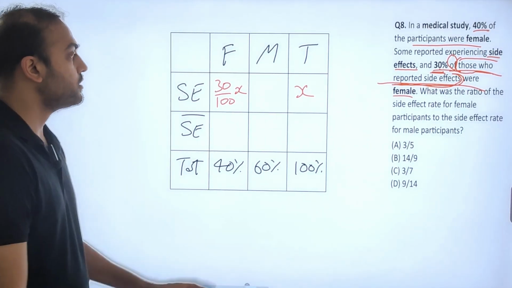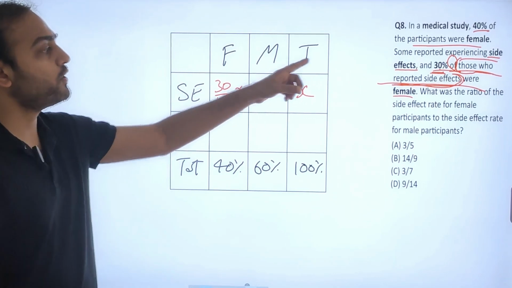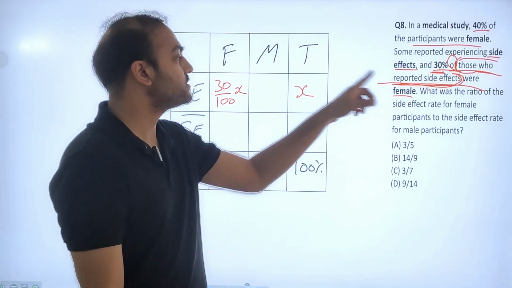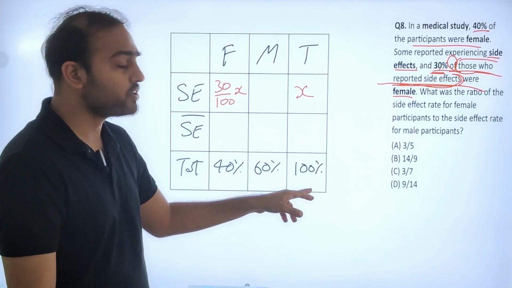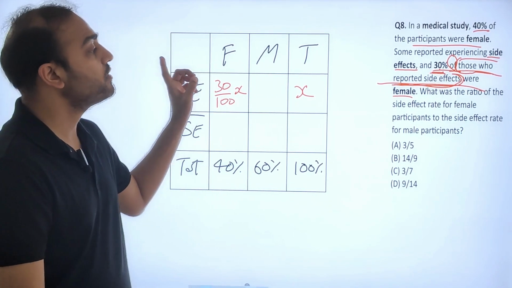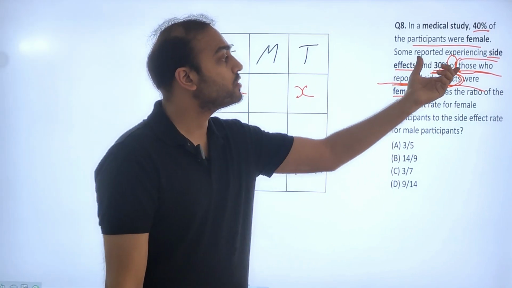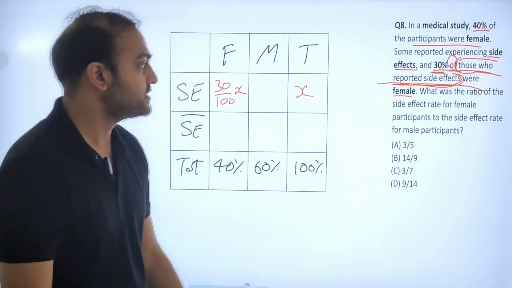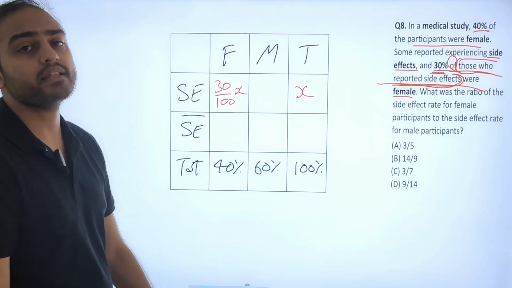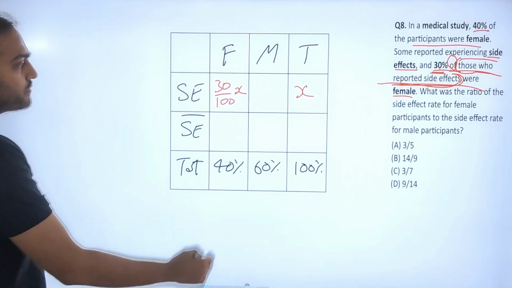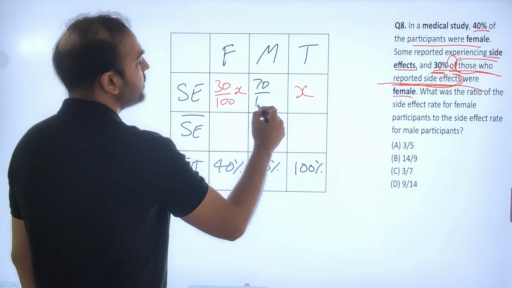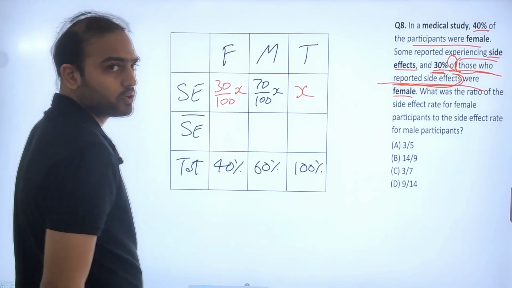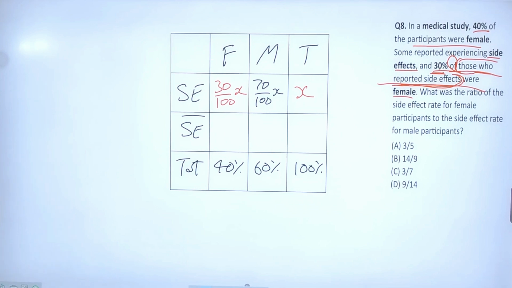Remember, again, do not rush and say, oh, reported side effects is written, female is written, so it will come here. It comes there, but what is it? It's not 30% of total 100%. It is 30% of those who report side effects. Since I don't know that, I am taking that as X. So then this becomes 70% of X.